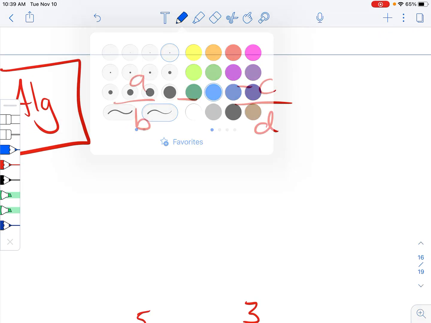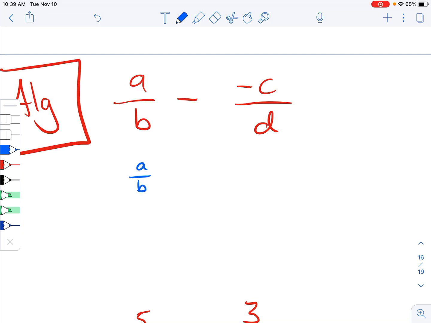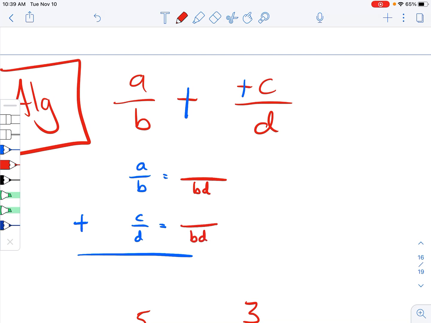And I'm going to set this up in a vertical format. So I'm going to do a over b plus the inverse, so plus a c over d. So I just changed my subtraction problem to addition of the inverse. I am going to recognize that my denominator needs to be b times d. So I need to multiply the numerator and the denominator times d. And in my second fraction, the numerator and the denominator needs to be multiplied by b. So I'll have bc, or cb, and ad.